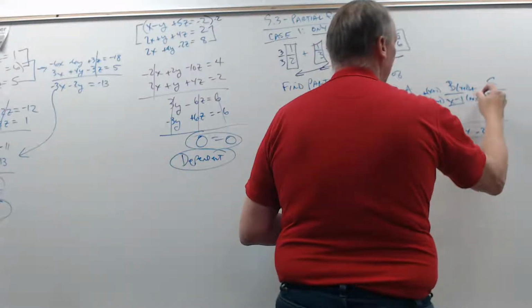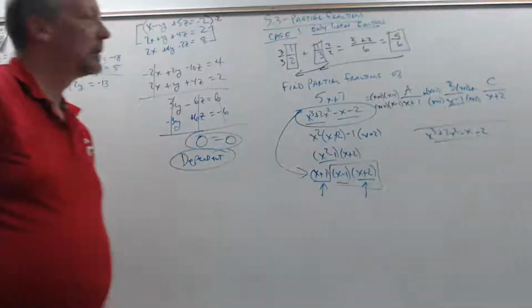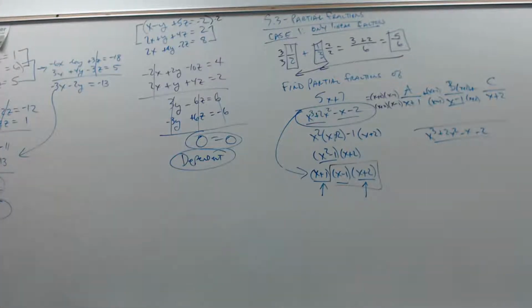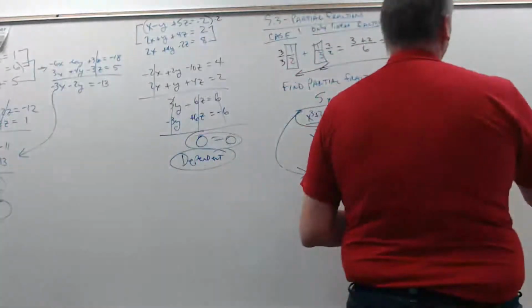Could you use synthetic division for that? Or just division, like long division? I don't know why you'd want to use long division. Because it's a fraction. Because 5x plus 7 divided by. Could you do that? We'll worry about the 5x plus 7 later. Okay. Okay? All right.